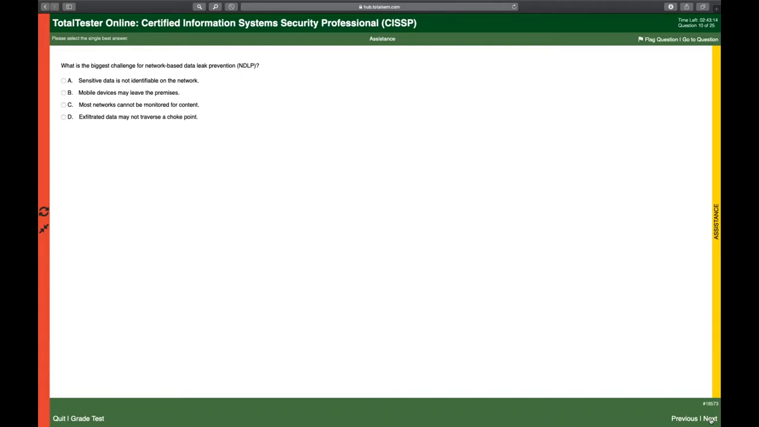All right, number 10, what is the biggest challenge for network-based data leak prevention? NDLP, we've seen this one before. I'm ready. This is a layup. I think it's a problem. I'll go for D. Actually, we've seen this one before, and it is. So network-based data leak prevention.